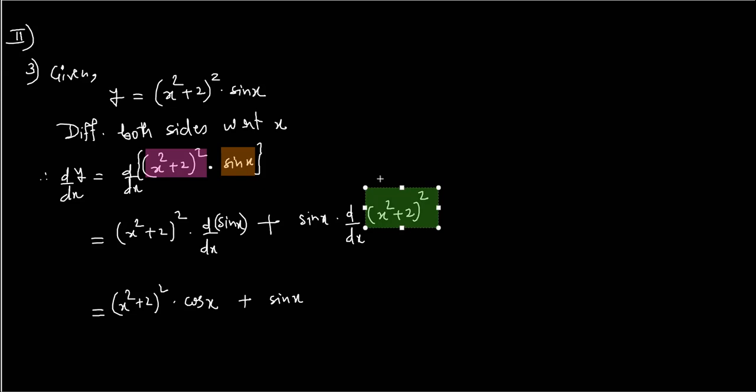The function is variable raised to constant. Please observe this. The whole thing is a variable. Yes, x is a variable. x square is a variable. In a variable, if I add 2, it becomes a variable. So it is variable raised to constant.